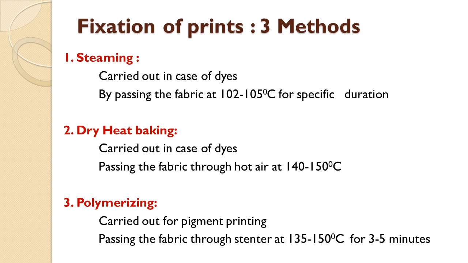The next process is dry heat baking, wherein we just pass the fabric through hot air. This is also carried out for specific dyes, passing the fabric through hot zones at 140 to 150 degrees Celsius. To carry out instant fixation, we can opt for this method. This will again be a continuous method. In case of steaming, batchwise as well as continuous steaming machines are there.